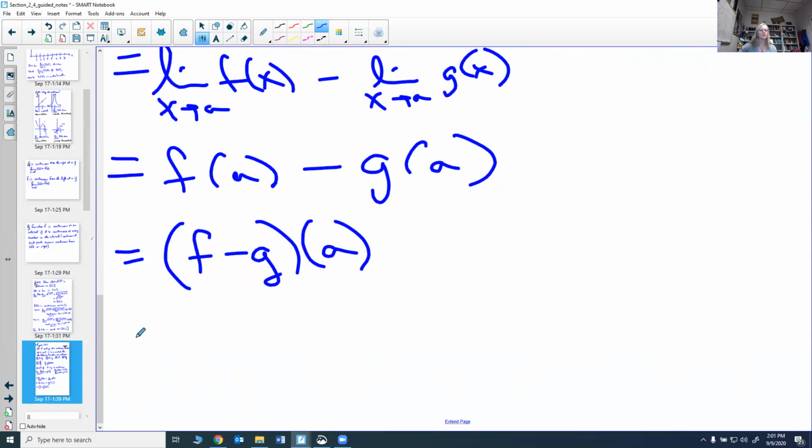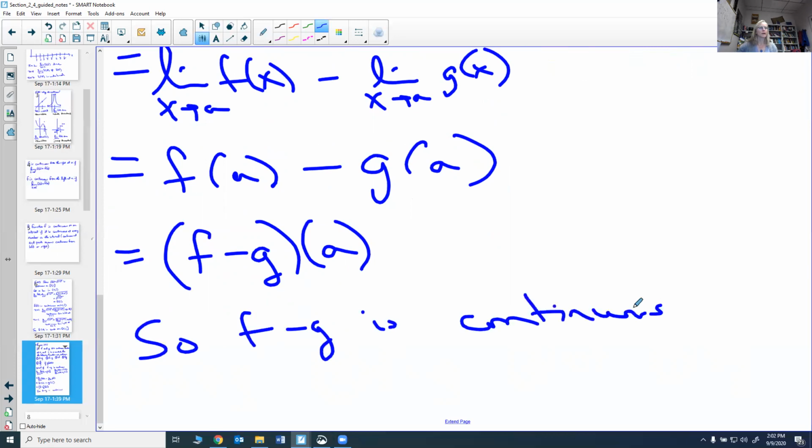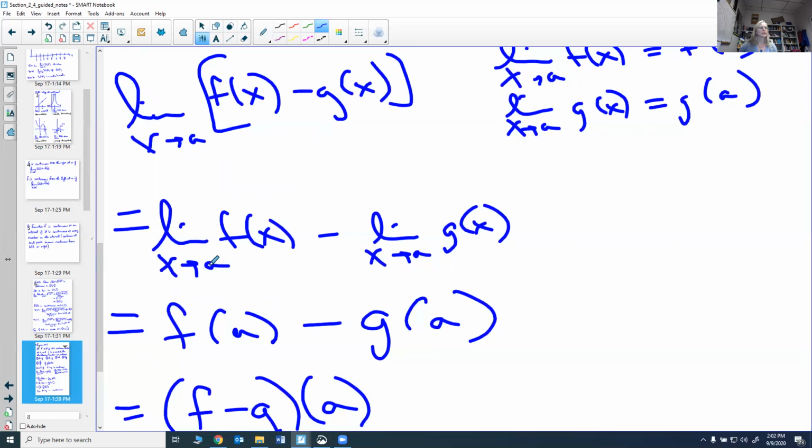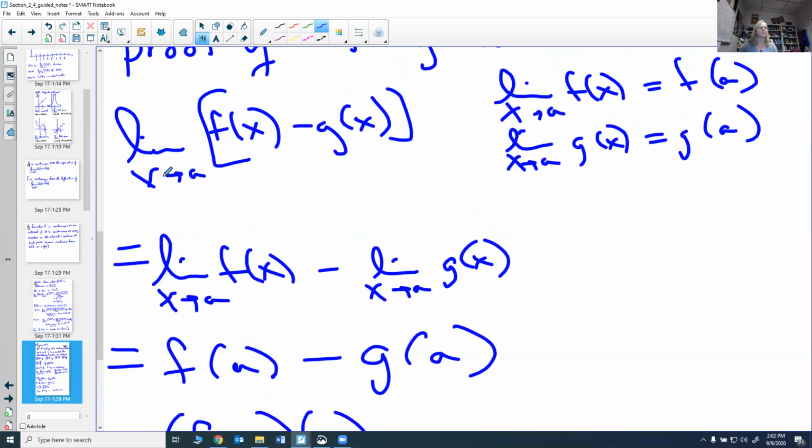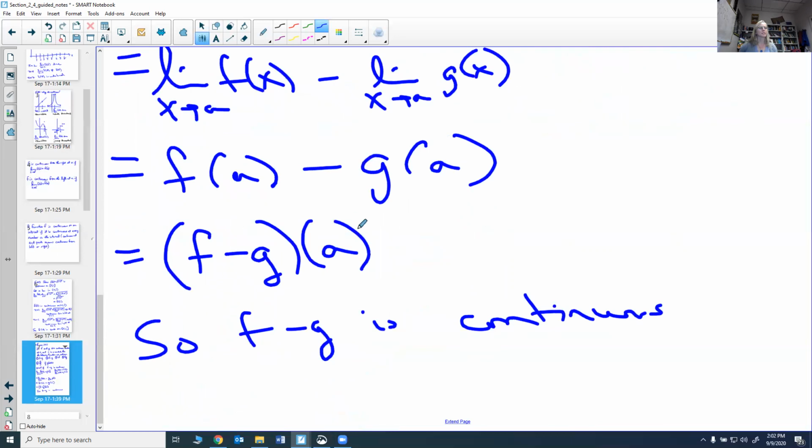So I can now say that f minus g is continuous because I've shown you that the limit as x goes to a of f of x minus g of x is f minus g of a. And that's the definition of continuity.